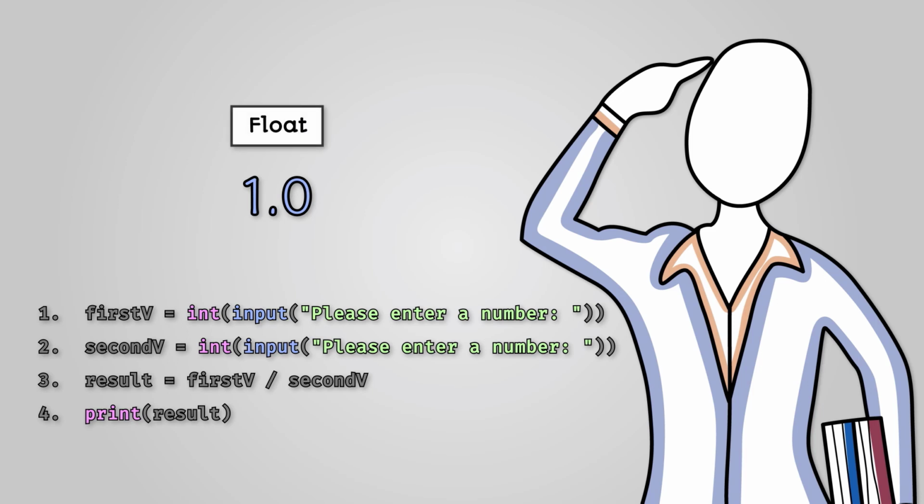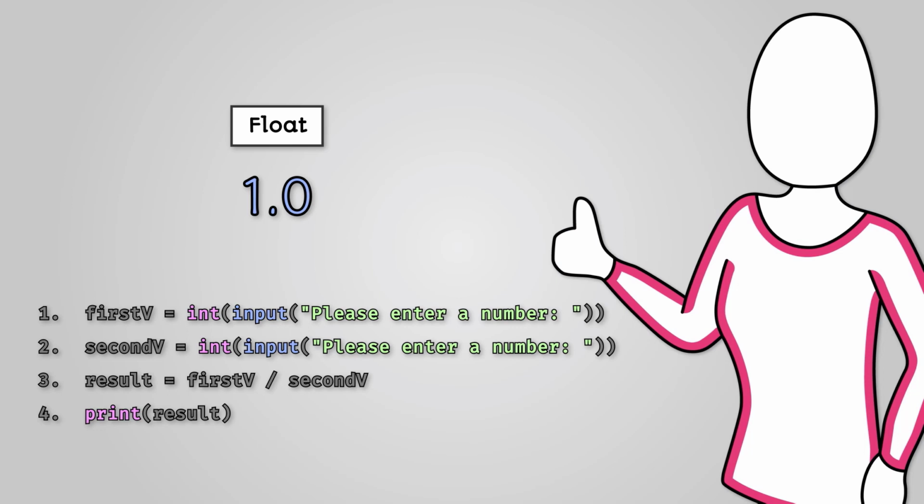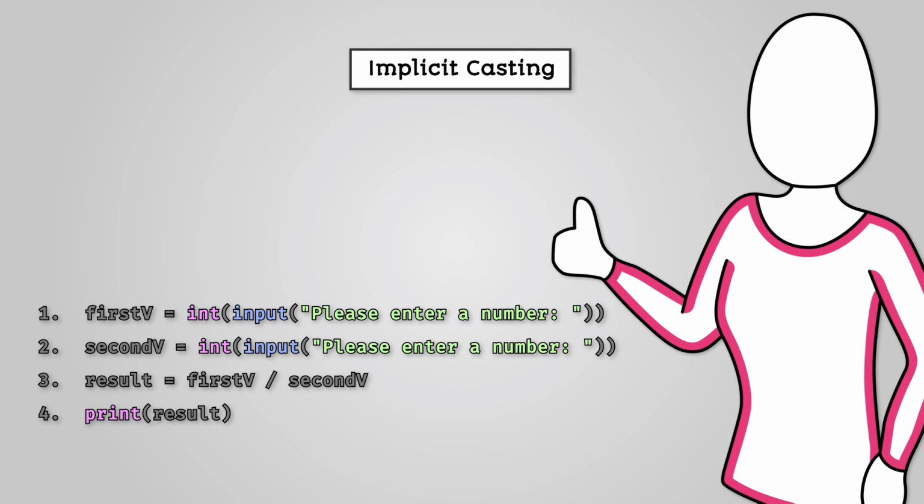Whenever you perform an arithmetic division on int data types, Python will always assume that the result of the calculation will be a float and will display the output as such. You don't have to cast the output to float, it is done for you. The process of casting data types for you without any programming is called implicit casting.